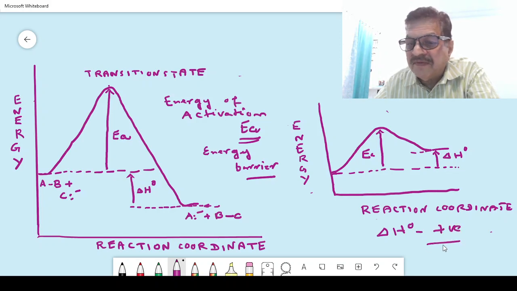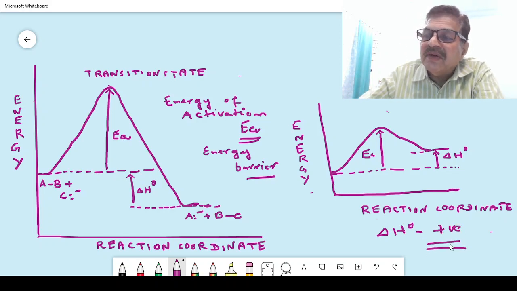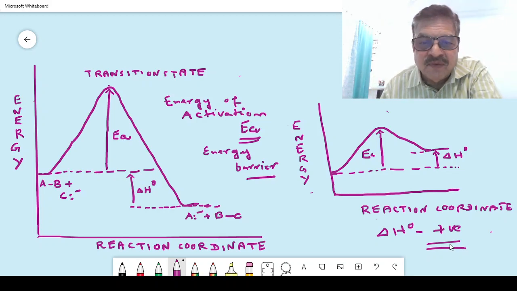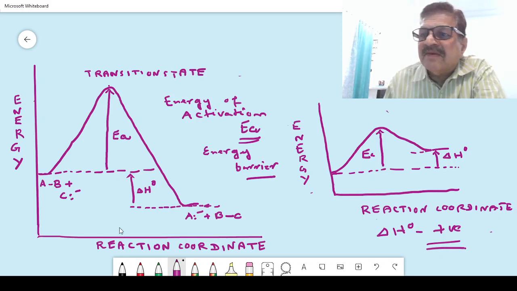Delta H positive means it is an endothermic reaction here. Okay, now similarly we can draw these energy diagrams in different situations here. Correct. Now I will just introduce you to an interesting concept here.